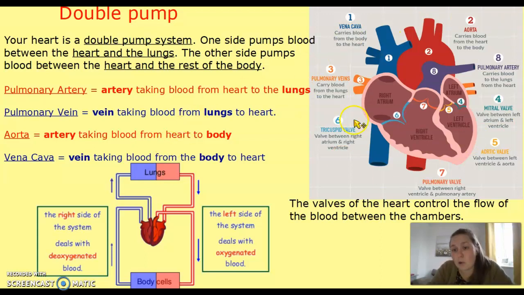Now this looks like quite a complicated diagram, and you can come back to it later to help, but we've got your right atrium, your left atrium, your right ventricle and your left ventricle. Then you've got these valves that I talked about, and you don't need to get too specific about the names of the valves, but it does give them there if you are interested.